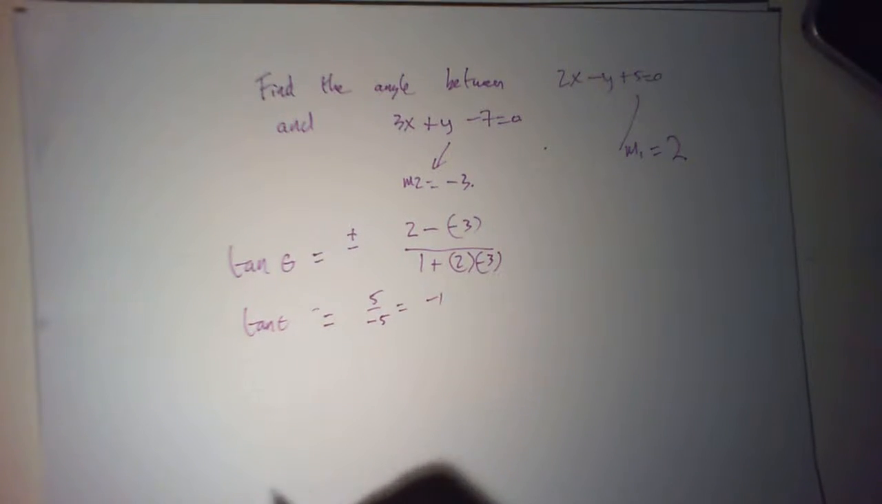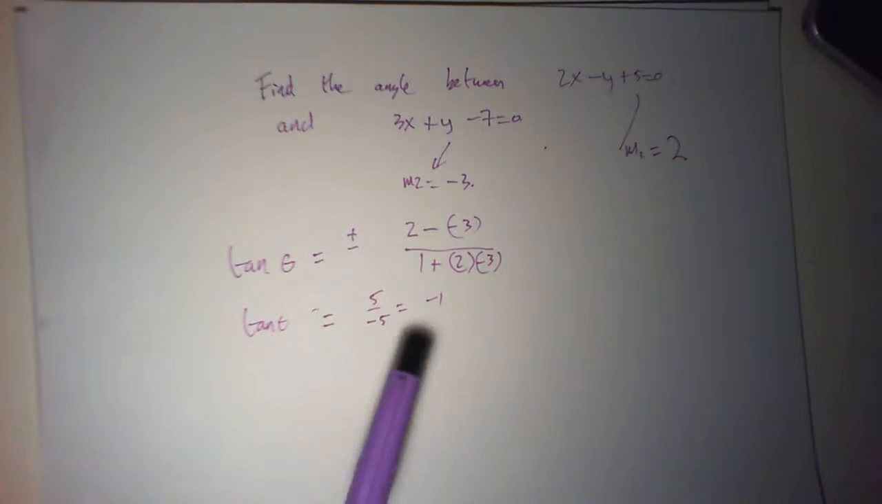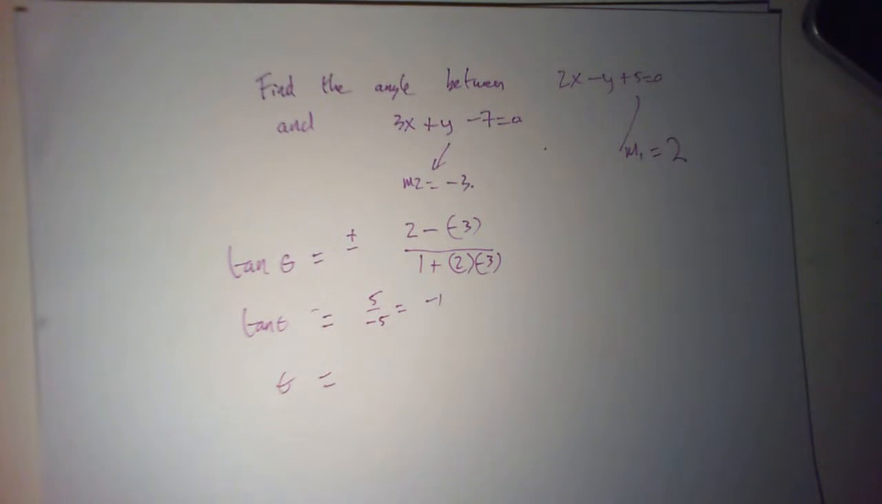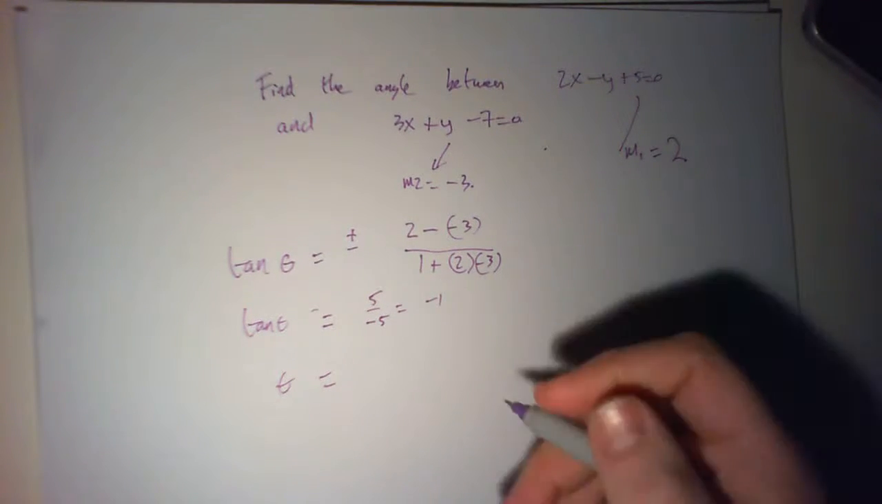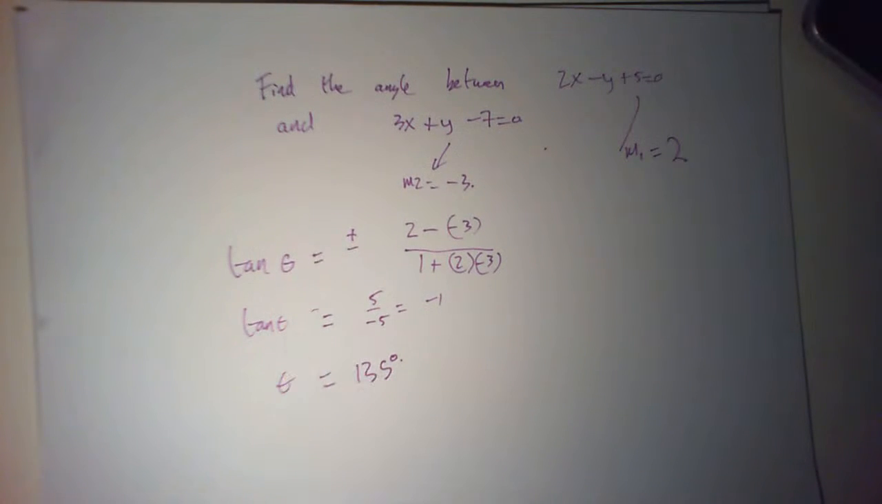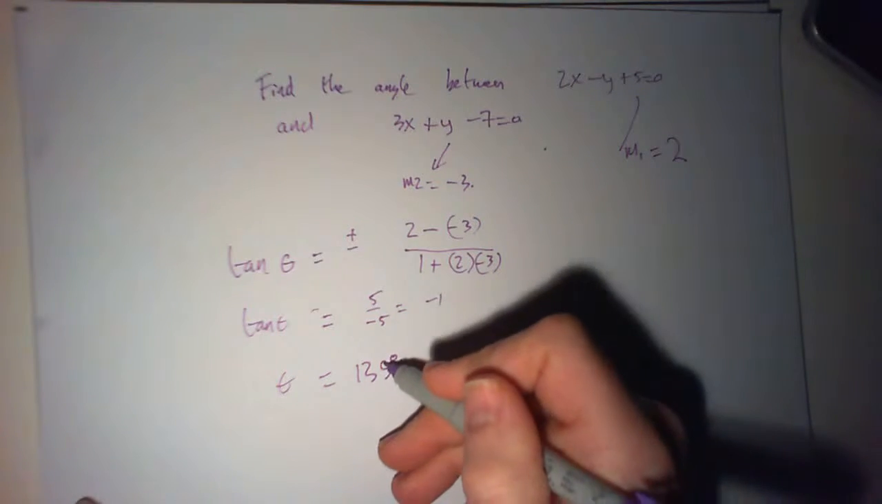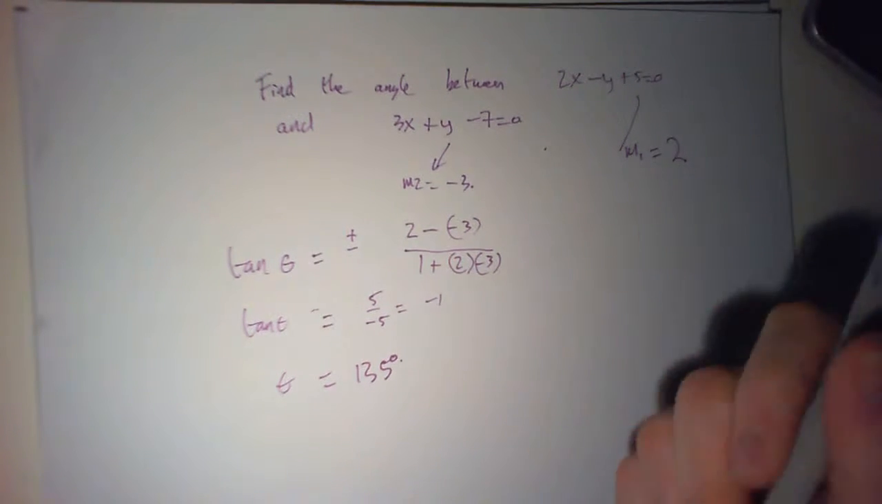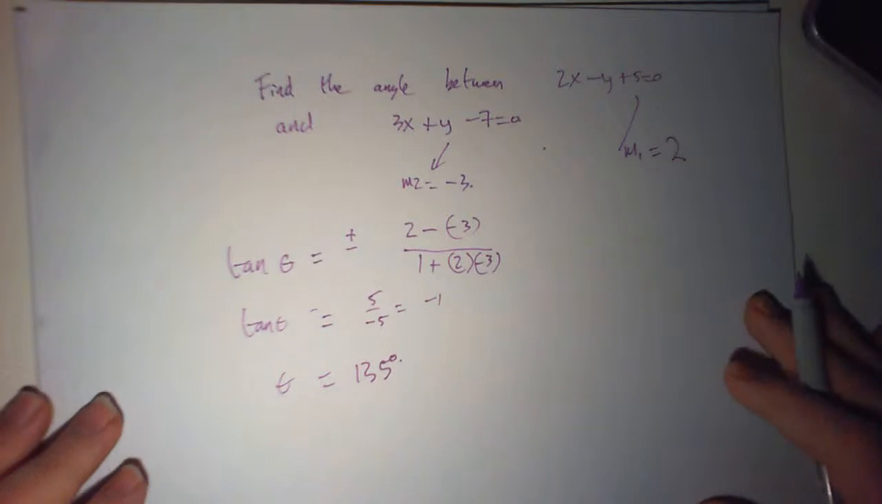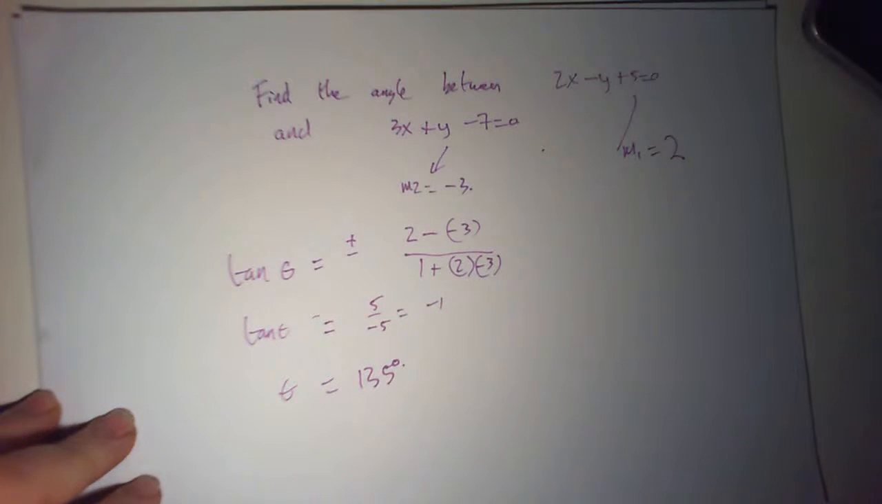Excuse me. And the tan of theta is minus 1. So theta is equal to tan inverse of minus 1. Let me get the calculator out here. 135 degrees. Right, cool. Or it could be 45 degrees, if you were getting the other version of it. Okay, but there you go. Happy days. Nice one done.